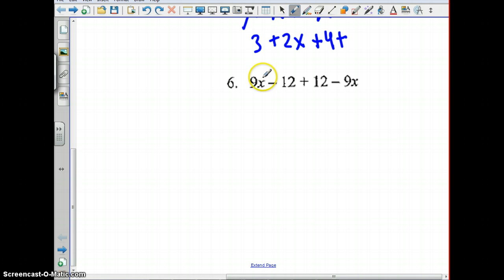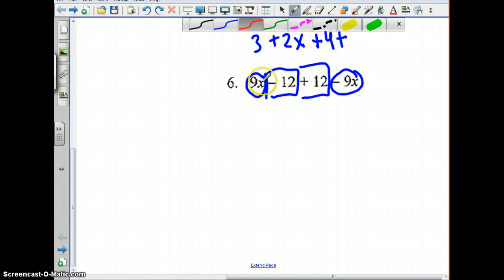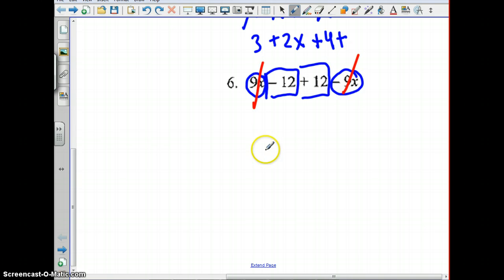So 9x, any other x terms? Negative 9x. Okay. Any other constants? Negative 12 and positive 12. Okay. So what is 9x plus negative 9x? 0. What's negative 12 plus 12? 0. So the answer is 0.